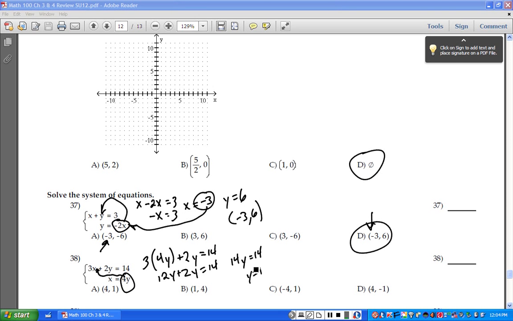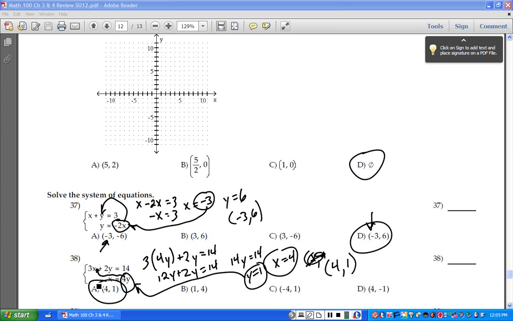Alright, if y equals 1, I can now plug that in right there for x, because y is 1. 4 times 1 is just 4, so x would be 4. So now I know (4, 1) would be my point. And so 38 would be A. Moving on.